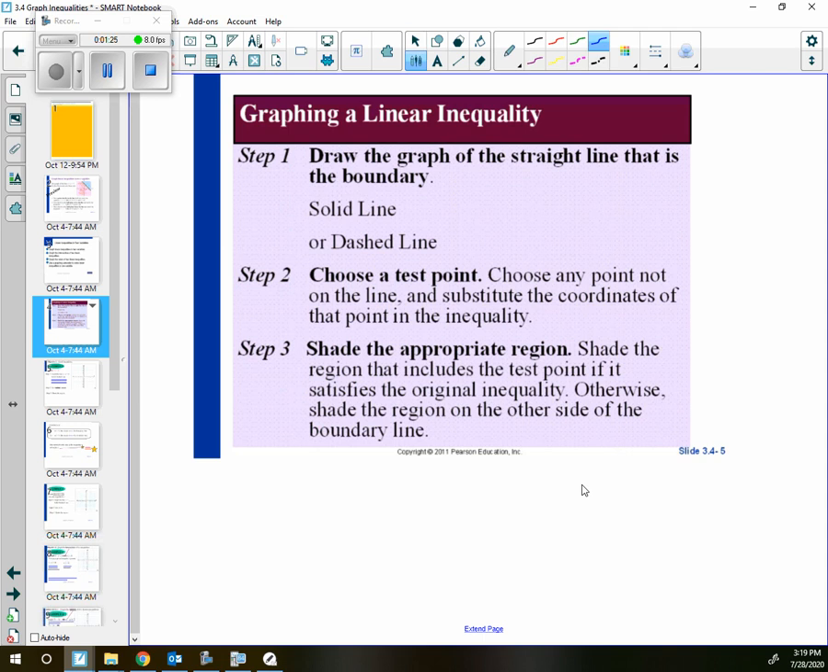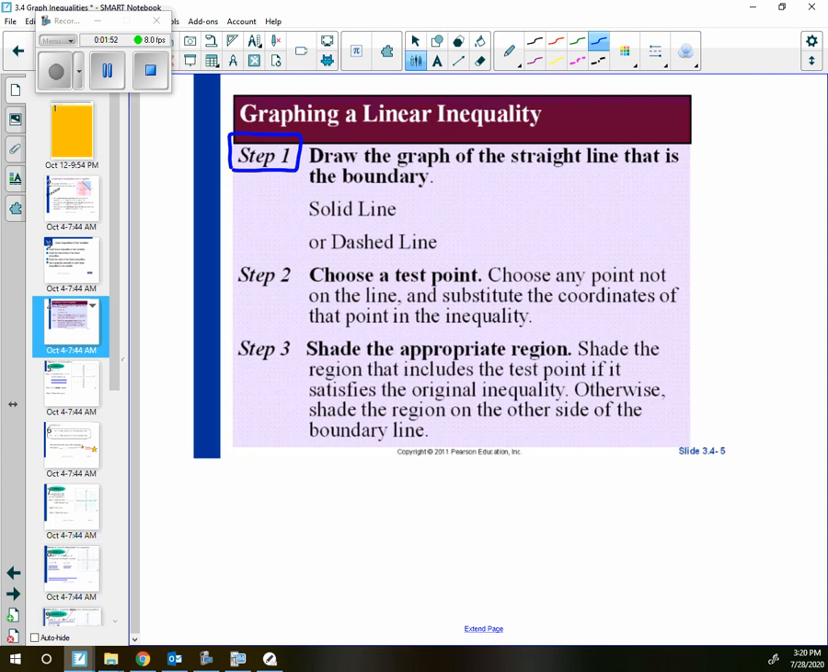So we basically have a three-step process here. The first step is to graph the actual boundary line. We call it a boundary because the graph is going to go up to that location. Think about the boundaries of your yard, the edge of your yard where you'd put a fence. It's a good way to think of it as a fence. It's either going to be a solid line or a dashed line. How do we tell solid or dashed?